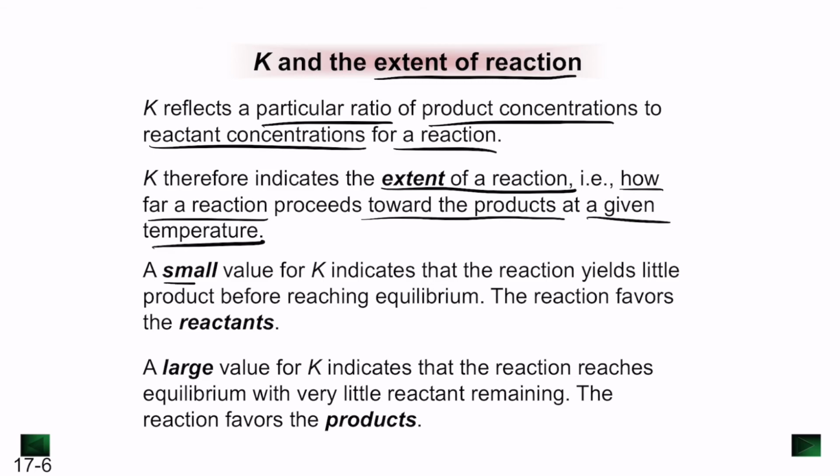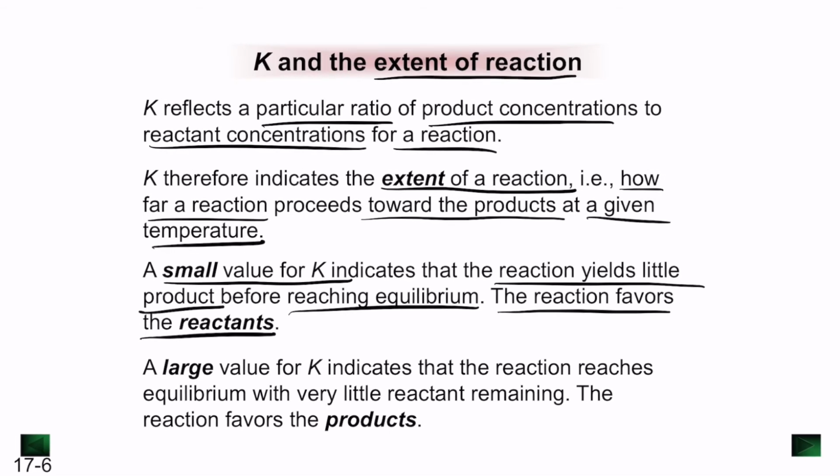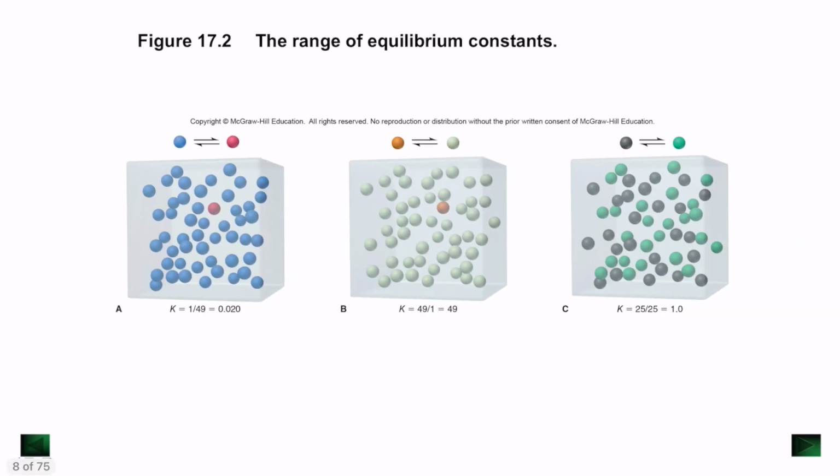So a small value of K generally indicates that the reaction will yield only a little product before reaching equilibrium, which means that when you have a small value of K, the reaction generally favors the reactants. Now, when you have a large value of K, it indicates that the reaction reaches equilibrium with very little reactant remaining, which means that the reaction favors product formation.